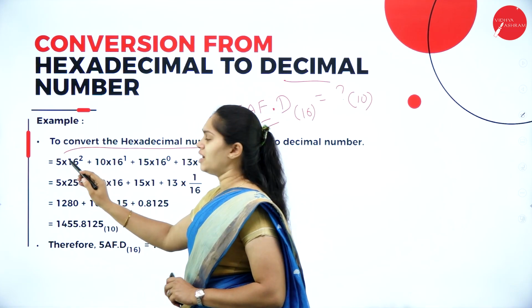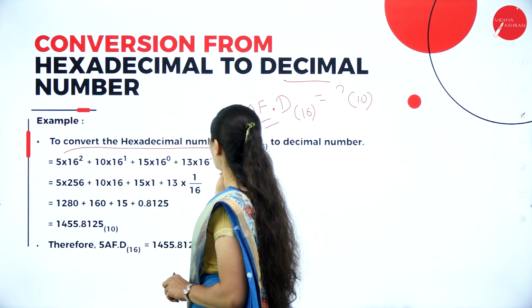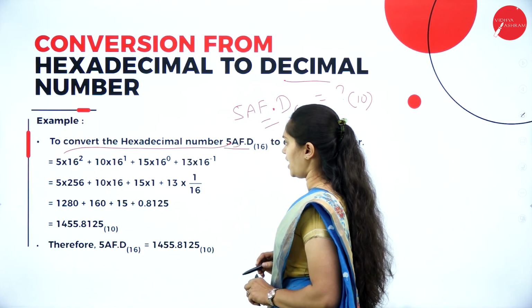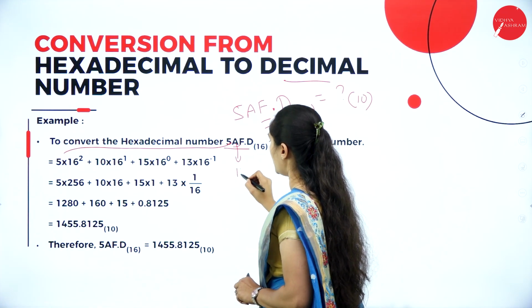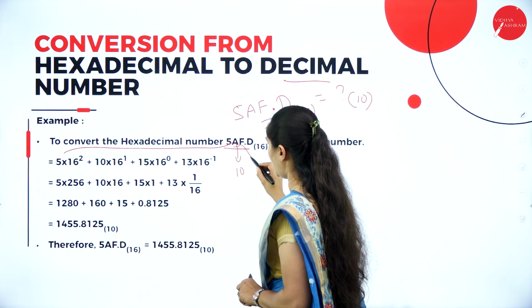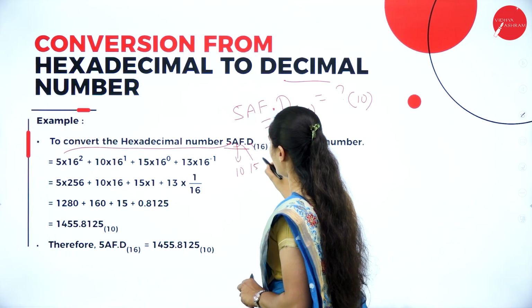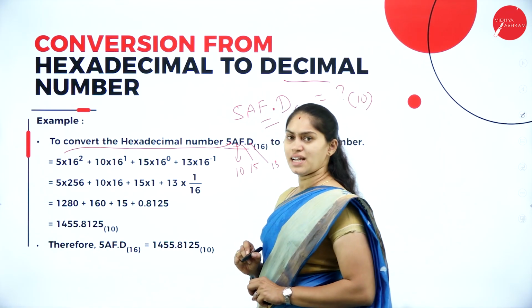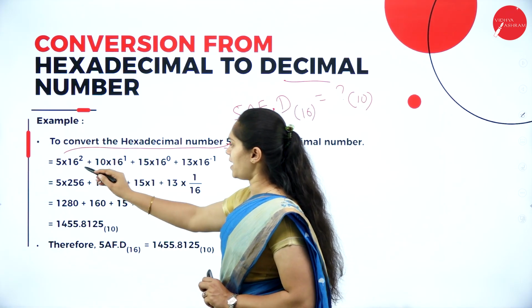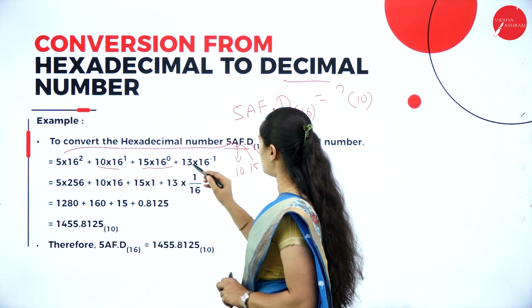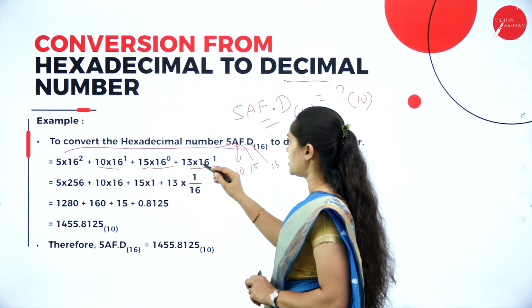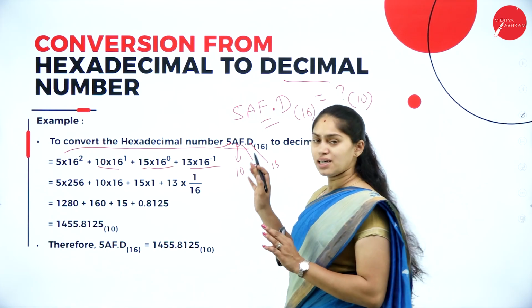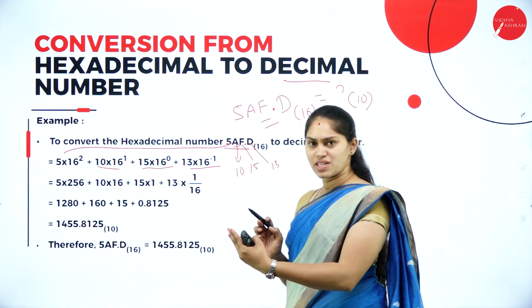5 into 16, plus, what is the equivalent value of A here? That is 10. The equivalent value of F is 15 and the equivalent value of D is 13. Directly I am taking that here. So 5 into 16, plus 10 into 16, plus 15 into 16, plus 13 into 16.